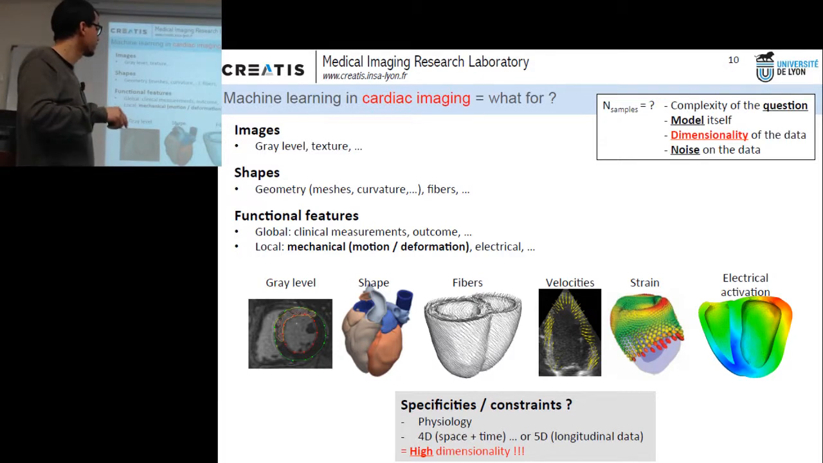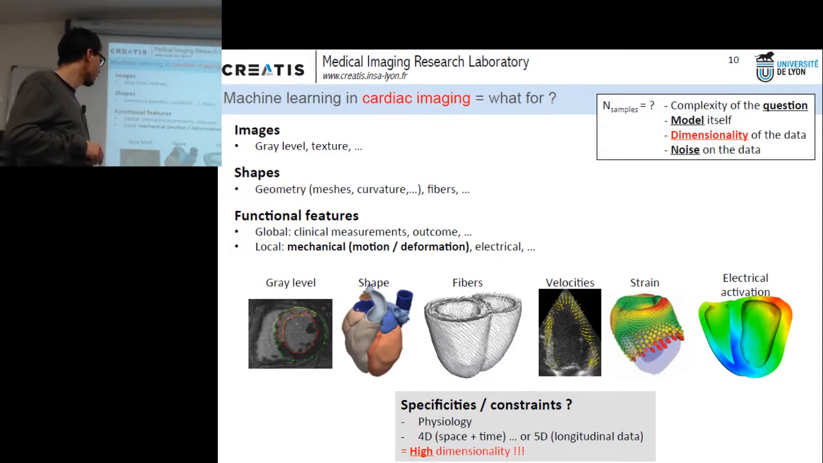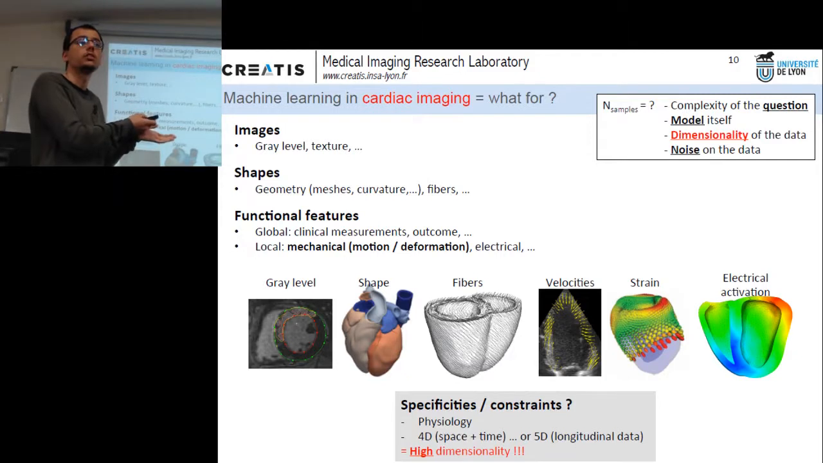So we have a lot of markers, 2D, 3D, sometimes with specific constraints like fibers or strain, where they have a specific structure that we should handle. And we have constraints due to the physiology. These are 4D data, or eventually 5D data, I would say, if we have a follow-up from a given acquisition to 1 year later, for example. So actually, there's a high dimensionality of the data, which is really challenging.